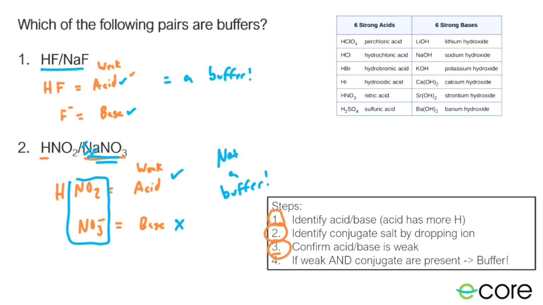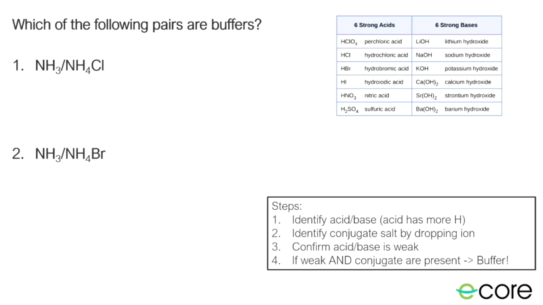All right, let's practice identifying buffers with some basic compounds. Now let's take a look at these two pairs of compounds. First up, we have NH3 and NH4Cl. Again, we'll apply the same rules to identify the acids and bases. We'll look for the one with more hydrogens. This has 3 hydrogens and that has 4. So that tells me that NH4Cl is my acid, and it tells me that NH3 is my base.